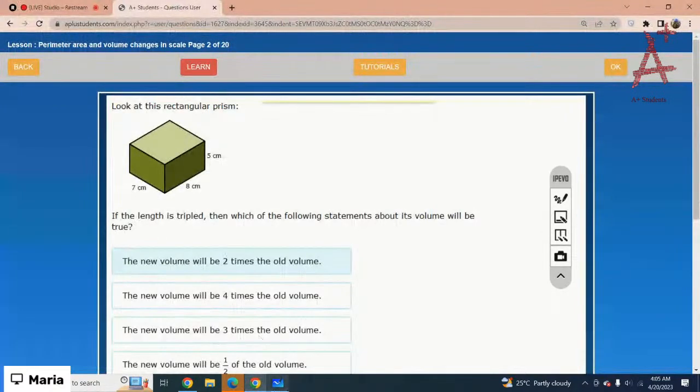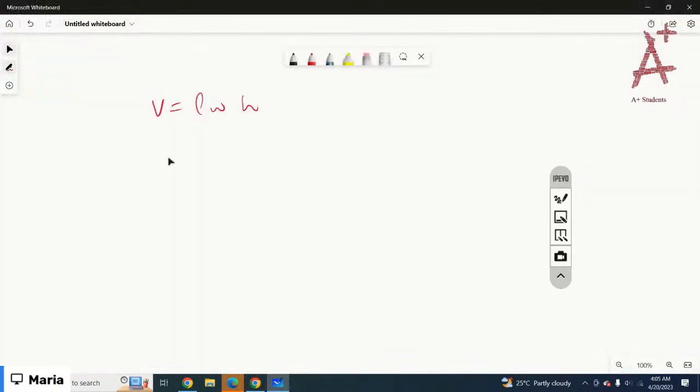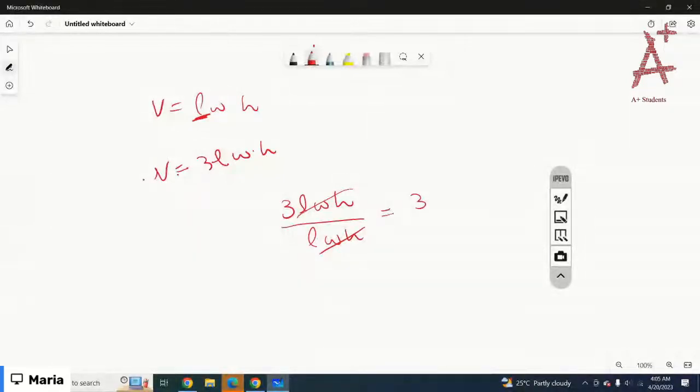The question is, if the length is tripled, just the length. Triple means you need to multiply the length by 3, so 3L. So it would be 3L times width times height. Then divide the new volume by the original one: 3 times length times width times height, divided by length times width times height. They cancel out and you are left with 3.